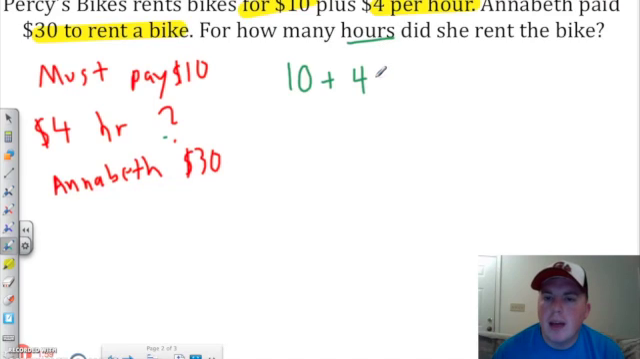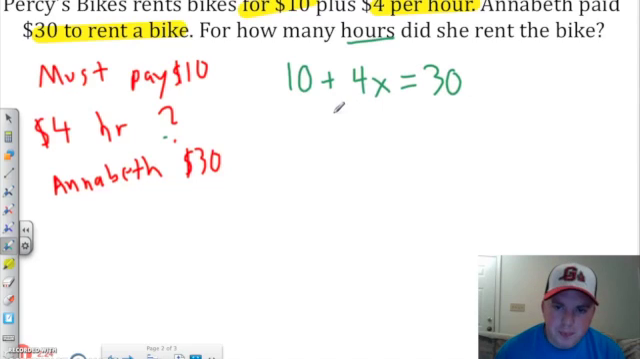So what we do in math for something that you don't know, if you recall from unit 1, is we use an x. So what this is saying is that I'm going to take the number of hours that we have, which at this point is unknown, and multiply it by 4 and add it to the $10 it cost at the beginning. Now we know that Annabeth paid $30. So our total is going to go over here on the other side of the equal sign. So now what we have to do is solve this problem.